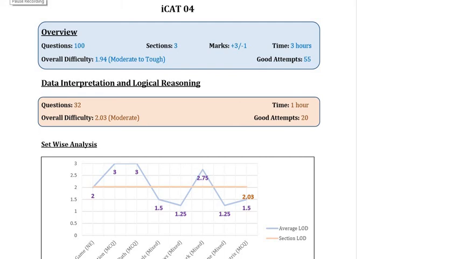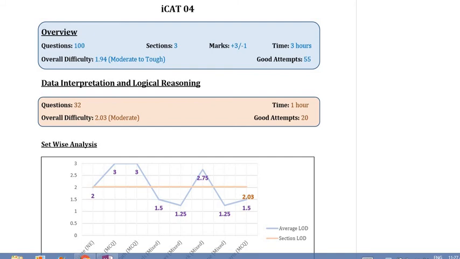Hello and welcome to part 2 of our analysis of iCAT04. iCAT4 is part of our All India National Level CAT Test series for CAT 18. In the first part of this analysis, we saw how the verbal section was a reasonably tough section in a moderate to tough mock. In this part, we will analyze the toughest section of the actual CAT, that is DILR.